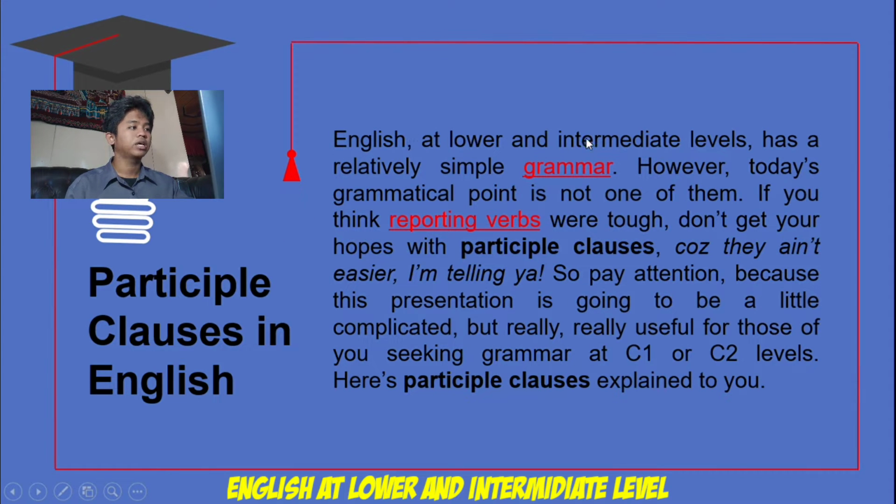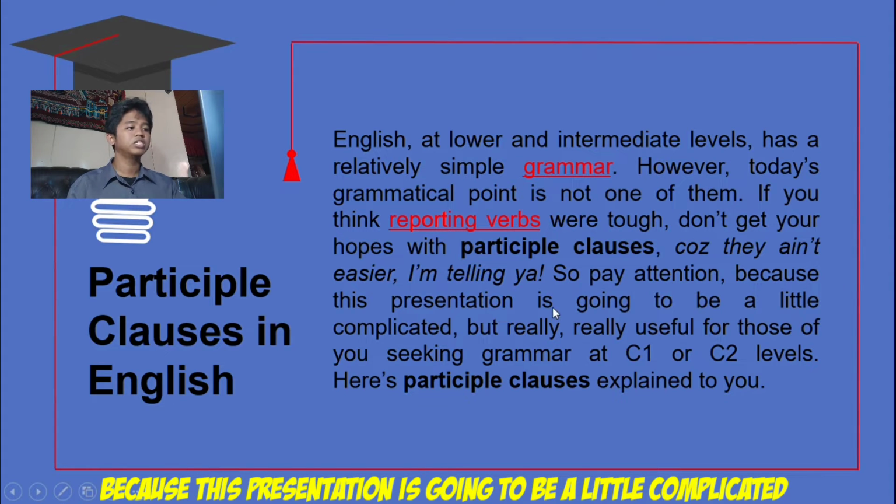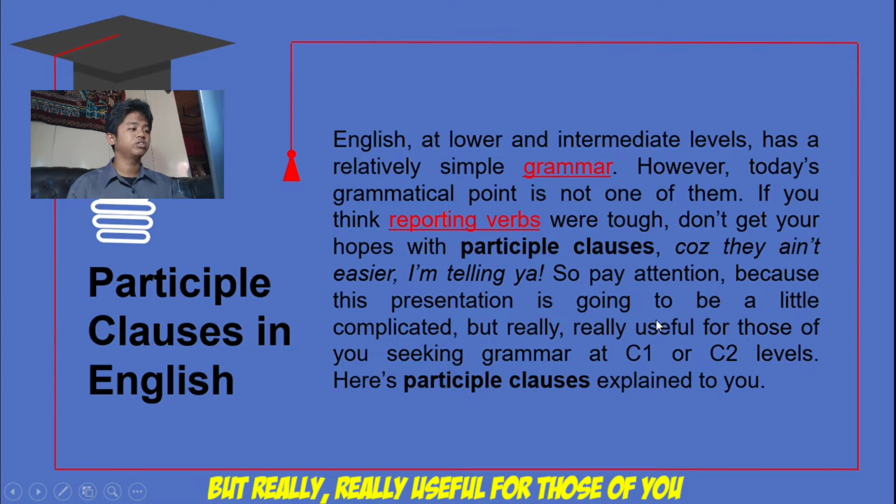English at lower and intermediate level has a relatively simple grammar. However, today's grammatical point is not one of them. If you think reporting verbs are tough, don't get your hopes up with participle clauses, because they aren't easier. I'm telling you, so pay attention, because this presentation is going to be a little complicated, but really useful for those of you seeking grammar at C1 or C2 levels. Here's the participle clause explained to you.